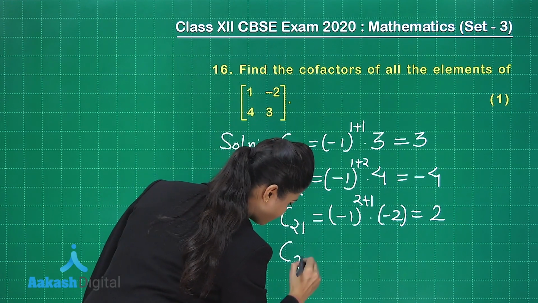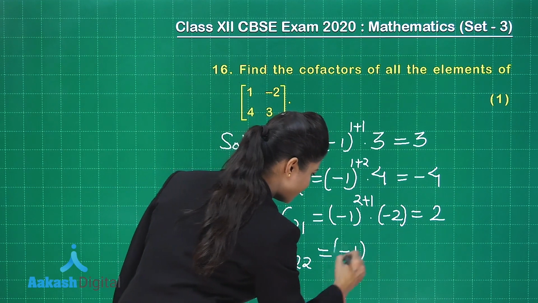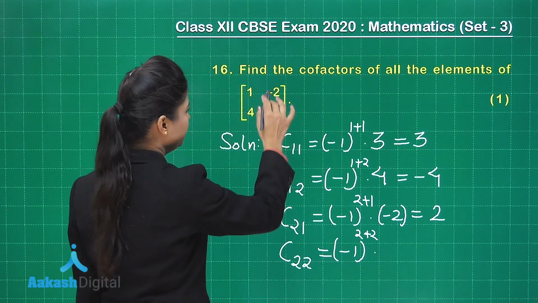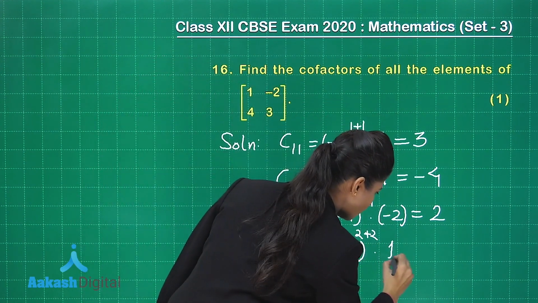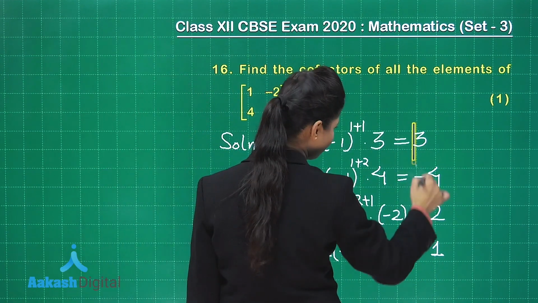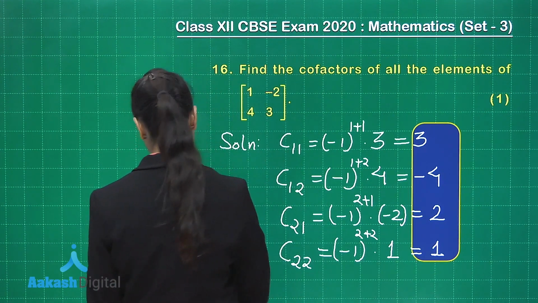Moreover, the cofactor of element belonging to the second row and second column is given by minus 1 raised to the power 2 plus 2 into, we have here eliminated the elements of the second row and second column. You are left out here with 1. So this simplifies to the value 1. So here the required cofactors are 3, minus 4, 2 and 1. So this is the required answer for this question.